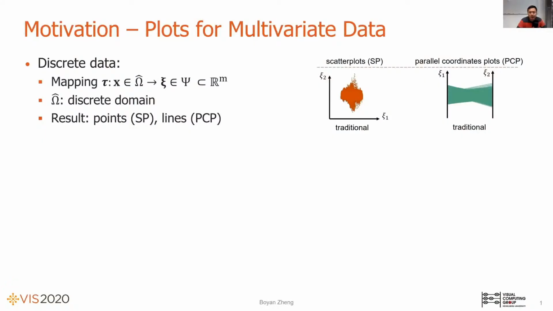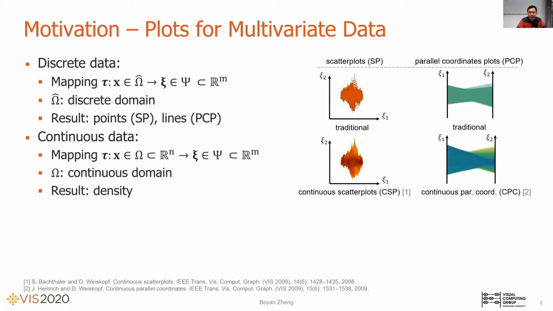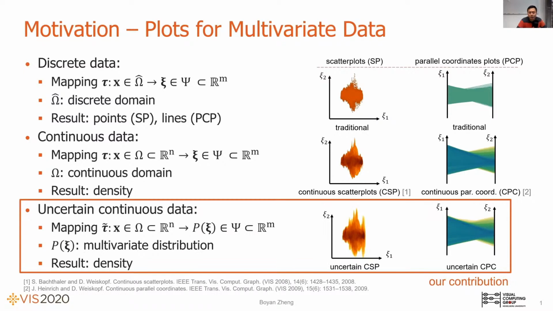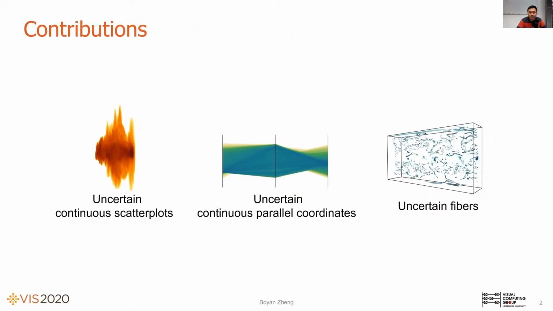Scatter plots and parallel coordinates are widely used for visualizing multivariate discrete data. However, for multivariate continuous data, the continuous scatter plots and continuous parallel coordinates are more suitable. In this work, we extend them to uncertain data. Additionally, we also extend fibers to uncertain data.